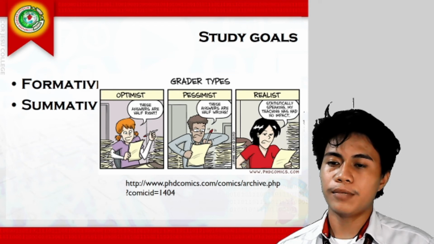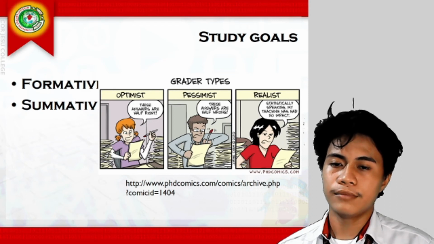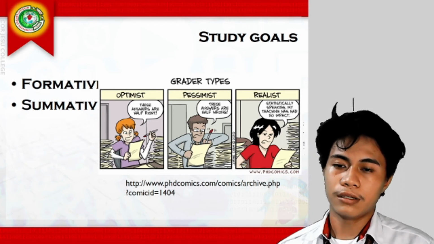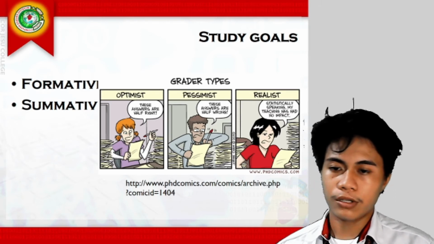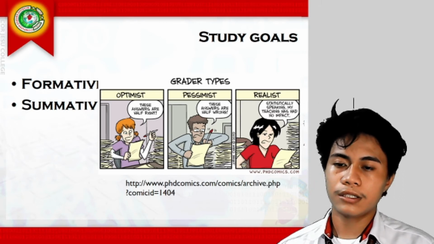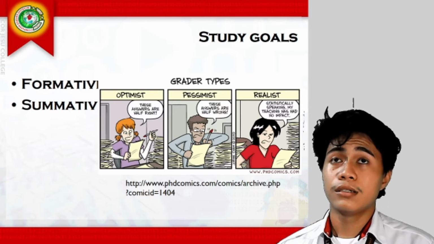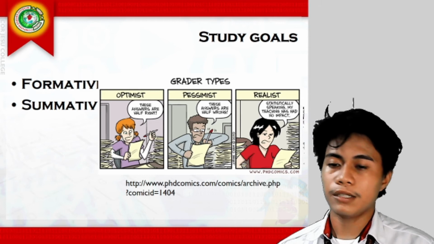Designing a usability study. First is formative, second is summative. So study goals. So grader types, optimist. These answers are half right. So that is optimist. An optimist is a positive thinker.